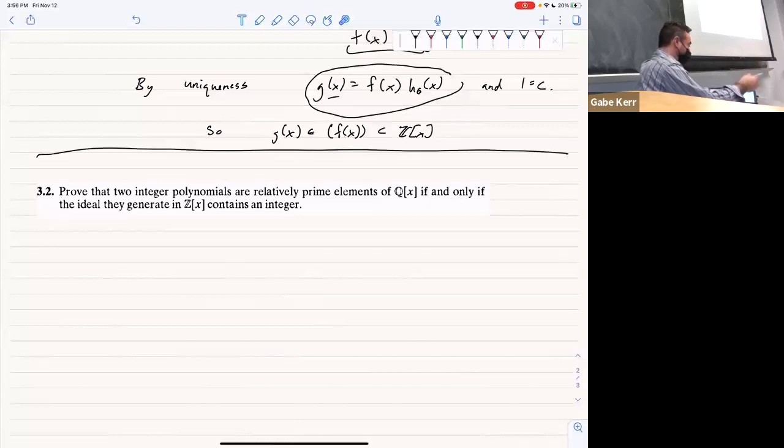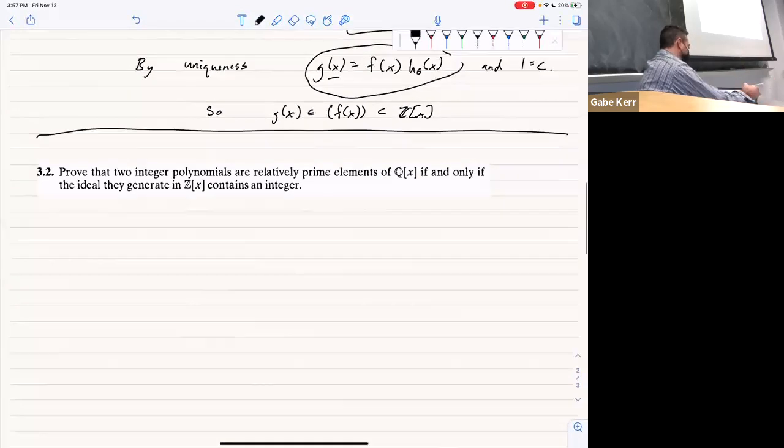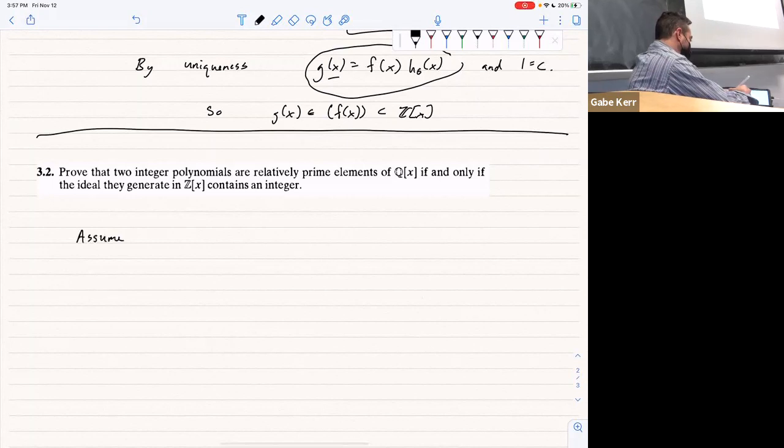But we can do what we did a second ago. Say, okay, look, this is contained in there. Consider them as all in Q[x], which is a PID. You have a notion of divisor. Let's assume, okay, so assume that it's relatively prime.